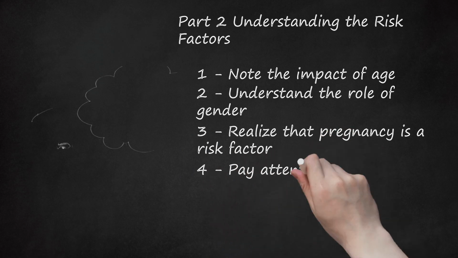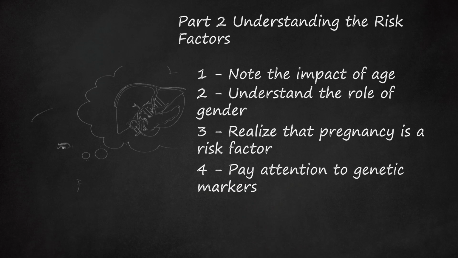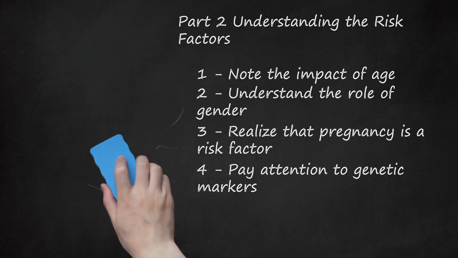4. Pay attention to genetic markers. Northern Europeans and Hispanics are high-risk groups for gallstones. Some Native Americans, especially tribes in Peru and Chile, have very high instances of gallstones. Family history may also matter. Having a family member with gallstones may indicate you have a higher risk. However, studies are not yet conclusive regarding this risk factor.